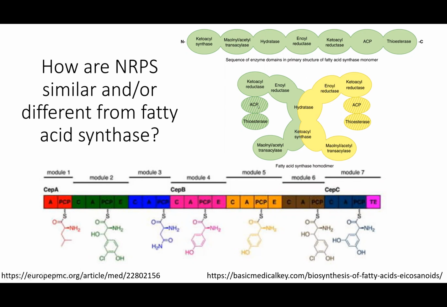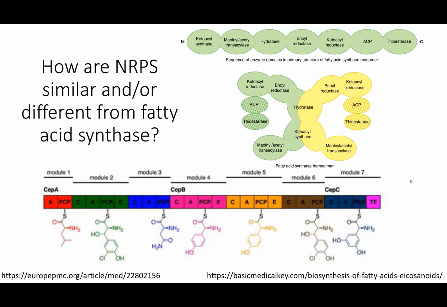And instead of a PCP, you have an ACP. These are both pantothenate cofactors that are derived from coenzyme A that allow the substrate to be moved and delivered to each one of these domains. So if you look at it on a linear level, they are extremely similar in structure, even though the function is going to be different.